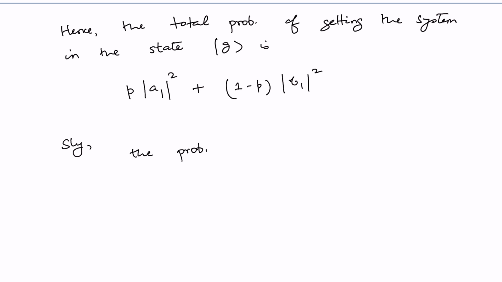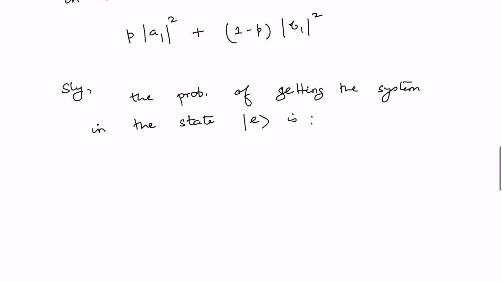Similarly, you can immediately see the total probability of getting the system in the excited state |E_e⟩ is, again, first you have to pick up, say if you have picked up |ψ⟩, then the probability of getting the system in |E_e⟩ is |a2|². And if you have picked up |φ⟩, the classical probability of picking up |φ⟩ is 1 minus p, and after that you make a measurement and getting the state in |E_e⟩ is |b2|². So this is the total probability.